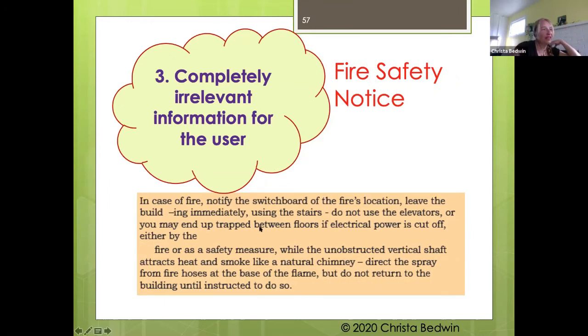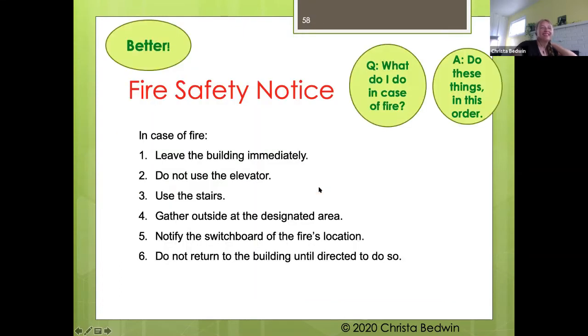So you see down here, the unobstructed vertical, it says, do not use the elevators or you may end up trapped between floors if the electrical power is cut off. The unobstructed vertical shaft attracts heat and smoke like a natural chimney. So they're giving us a lesson about how elevators work. You don't need a lesson about elevators during a fire.